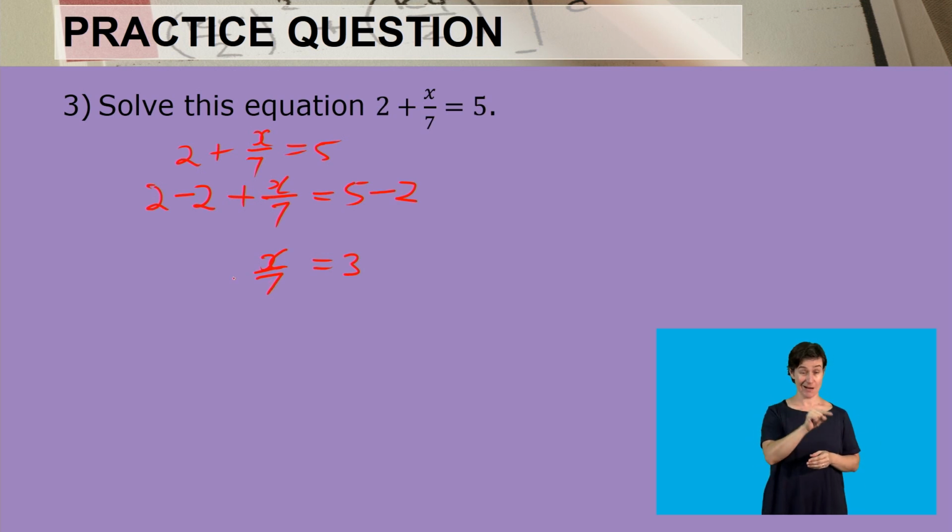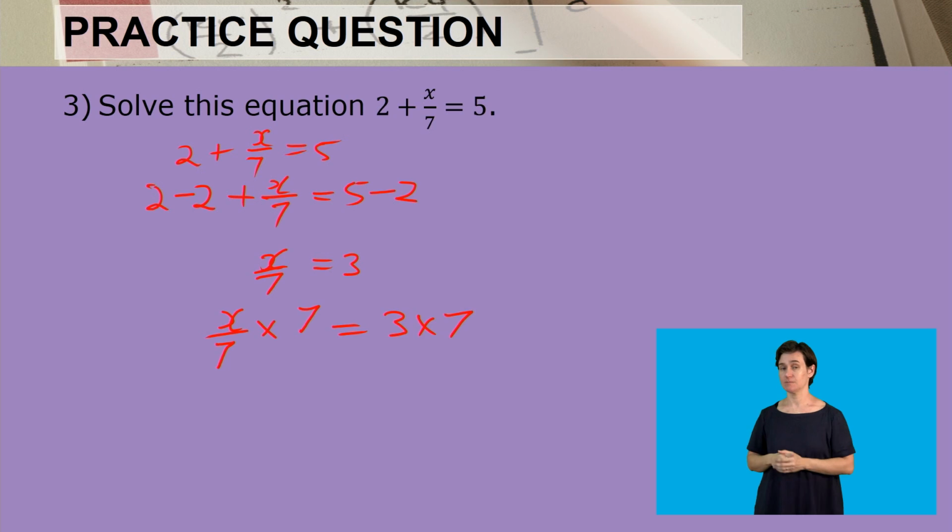That means that it is a 7th. And we need the multiplicative inverse of a 7th, which is 7. So it's going to be x divided by 7 multiplied by 7. And what we have done on the left, we are also going to do on the right. We're going to multiply by 7. So we remain with x on the left, and on the right, 3 multiplied by 7 gives us 21.